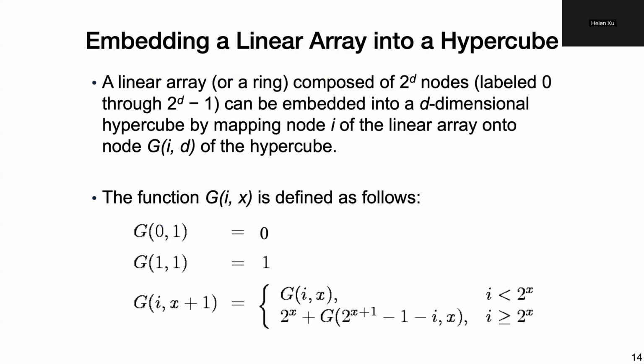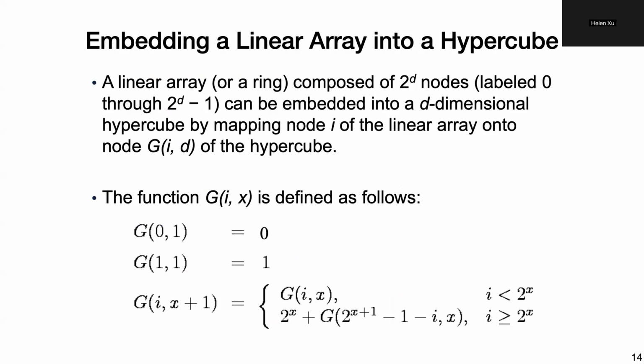Okay, so you can just define this recursively. You can embed any array. We were trying to embed the ring or array into the hypercube. If we have 2 to the d nodes in the array or ring, 0 up to 2 to the d minus 1, we can embed that into a d-dimensional hypercube using these binary reflected gray codes.